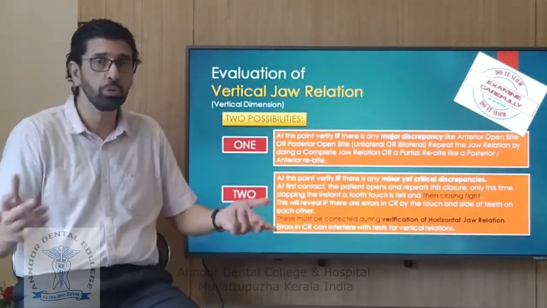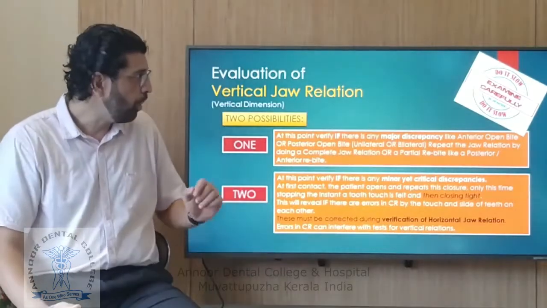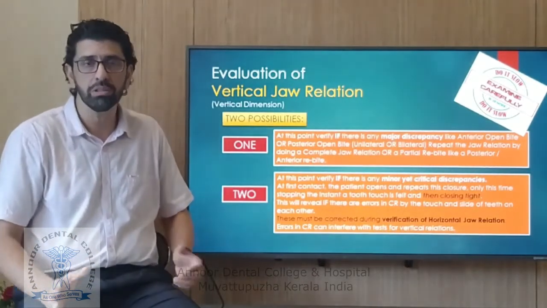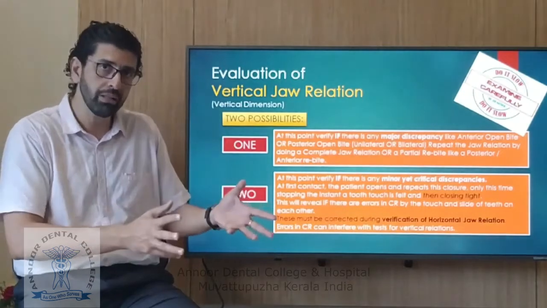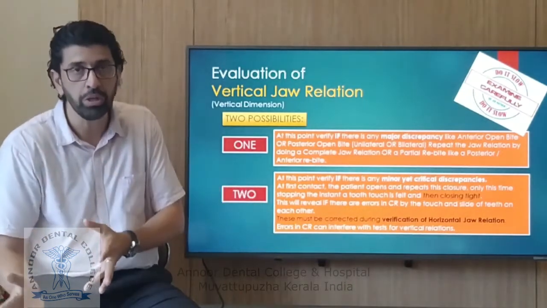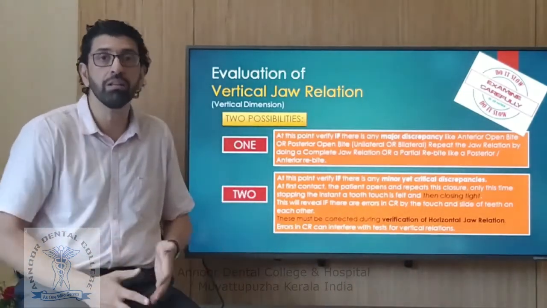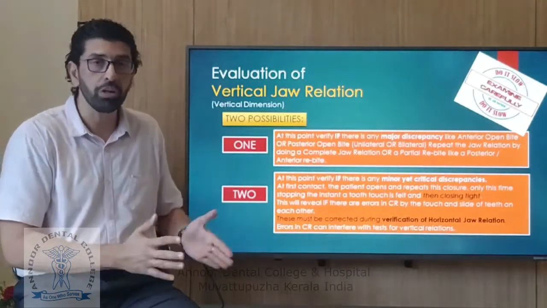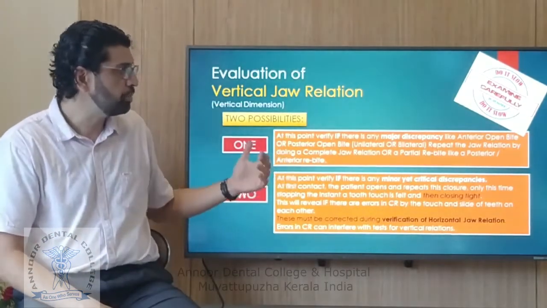Maybe you want to remove the whole thing and do it all over again if there's too much of a problem. Or you can do a partial jaw relation, like a posterior rebite or an anterior rebite, depending on what your teachers guide you to do, because they have the experience and can really help you identify what needs to be done. So that is something you can do.